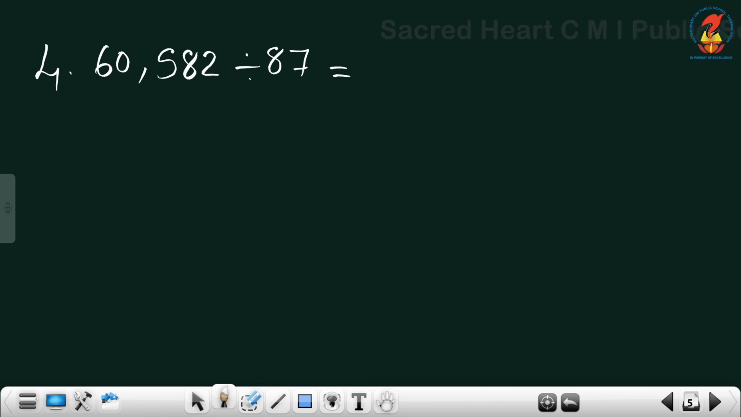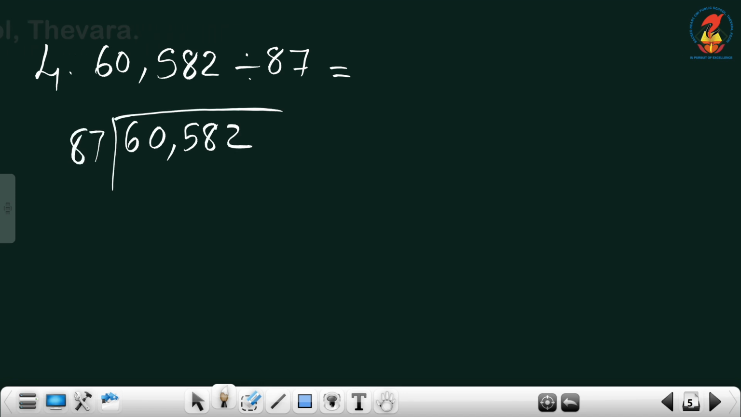The next one is 60,582. 60,582 divided by 87. That I will give. 60,582 divided by 87.